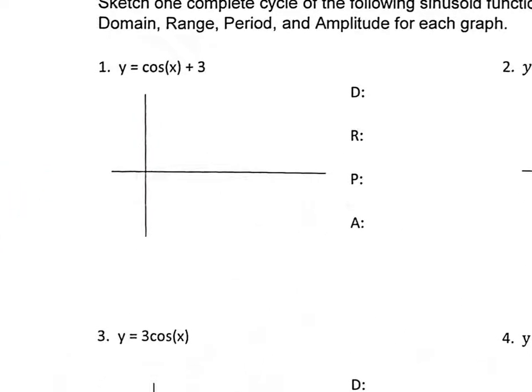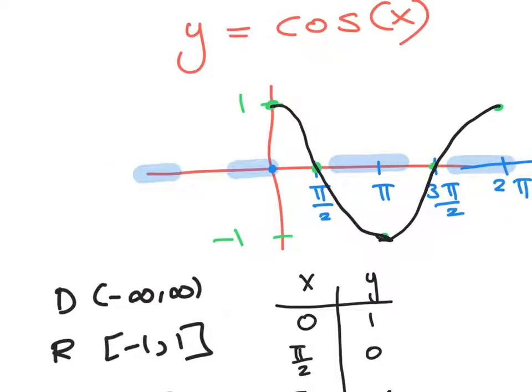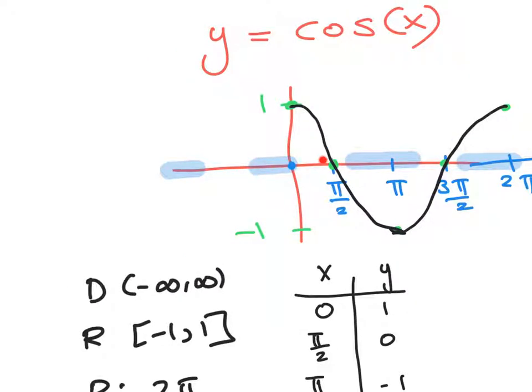So let's look at number 1. Cosine of x plus 3. So you see how we have a k value? So I'm adding 3. It means I'm shifting my graph vertically up. So that means I need to shift my graph up 3. So when you're shifting your graph up, it means you're shifting your midline up as well. So the midline is not at 0 anymore. It is up at 3.